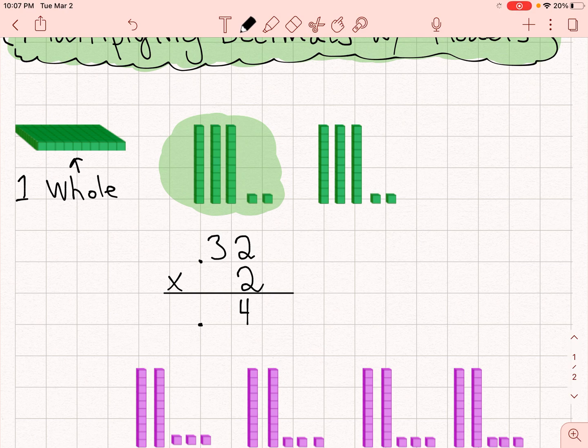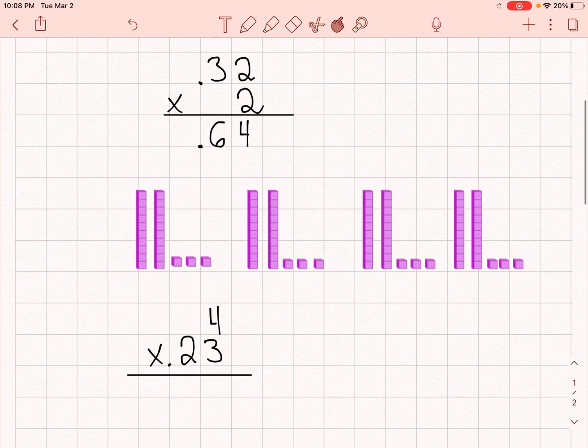And 2 times 3 tenths, there are 2 groups of those, equals 6 tenths. And the answer is 64 hundredths. Let's try one more example here.